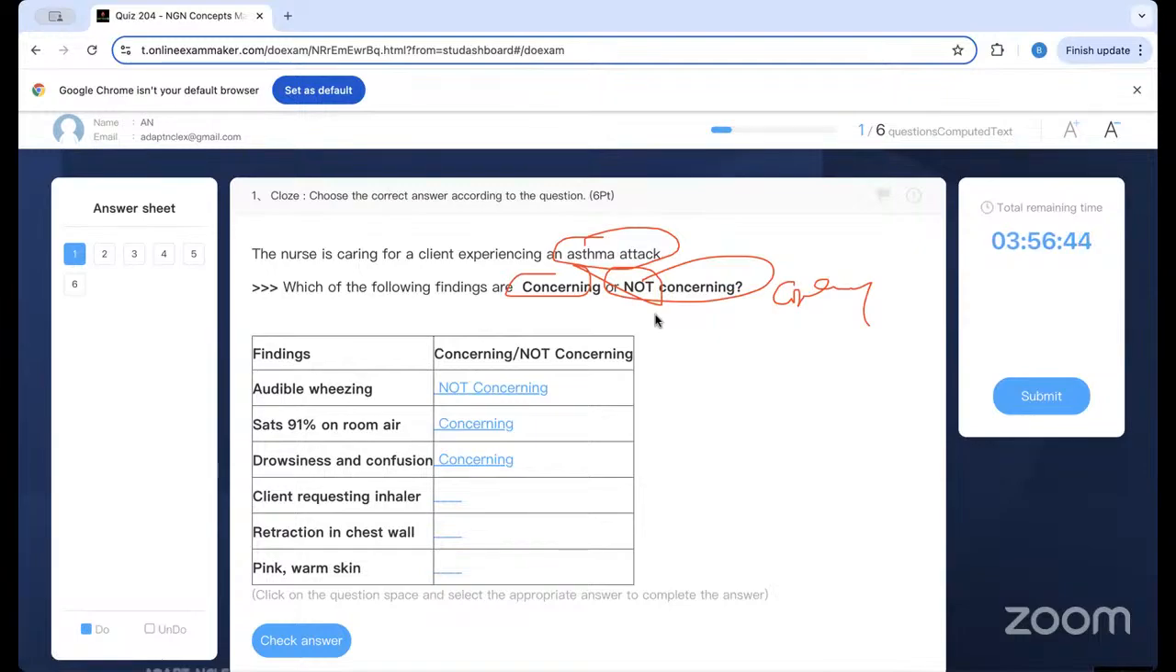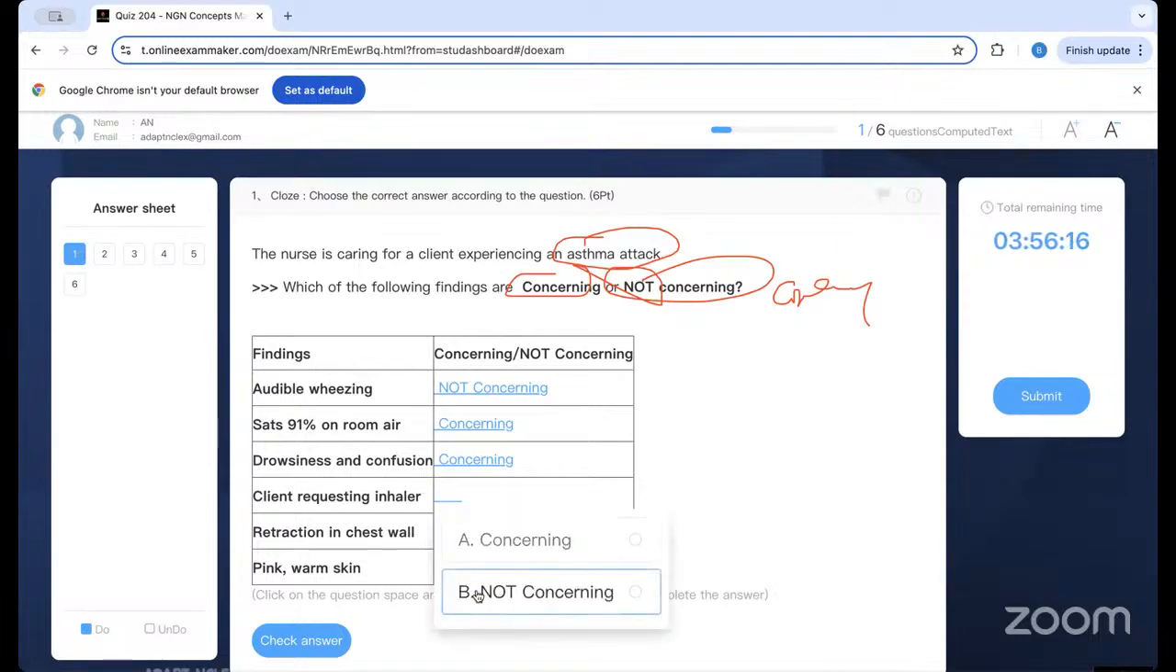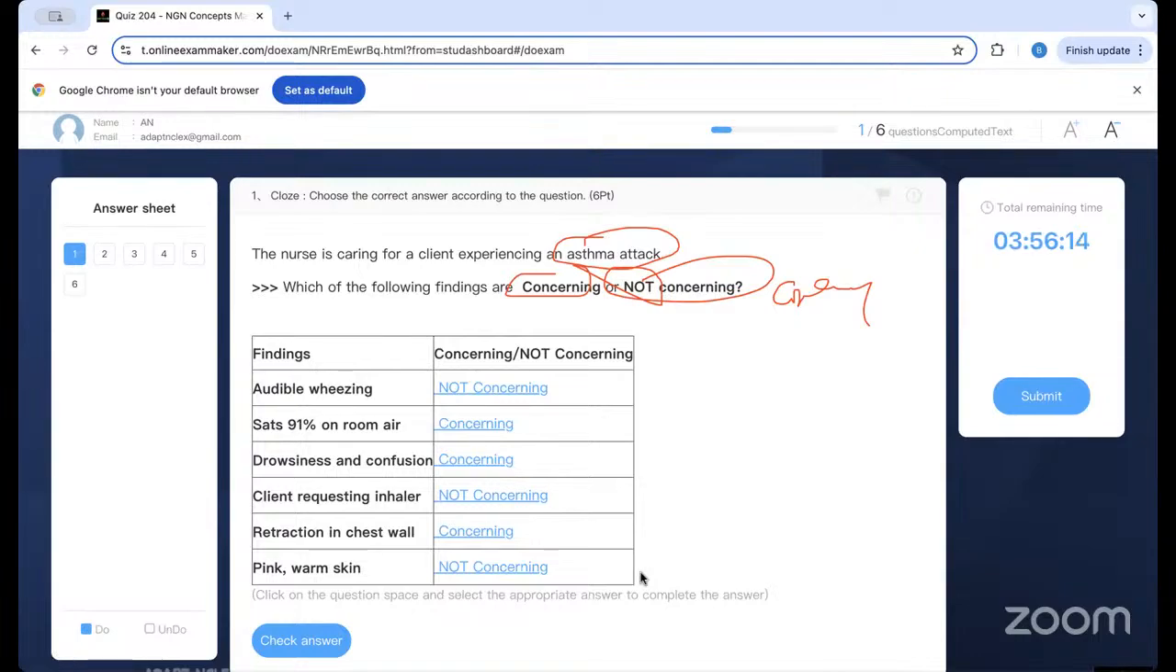An attack, and you see pink warm skin, that means there's perfusion. This is not the problem. This is not concerning. If you see chest retraction, yes, you have to worry about it. That is what? Respiratory distress. So this one is concerning. If the patient is requesting an inhaler, that means they're maintaining well, they're doing good. This is not concerning. So this is the way you should be tackling these next generation questions.